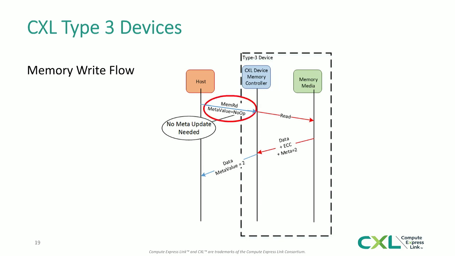There we go. Typically the metadata here is sent as a no-op, assuming it's supported. The CXL device memory controller will then send the read to the media. The media will respond with the data and ECC if applicable, in addition to the metadata. And then the response is sent back to the CPU as a response with data. And the metadata here is basically just any state, as it's not as applicable for the read flow.